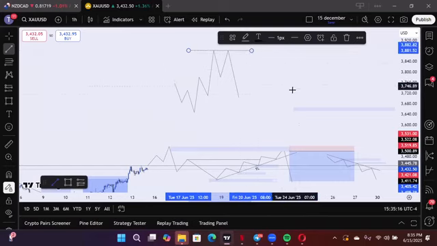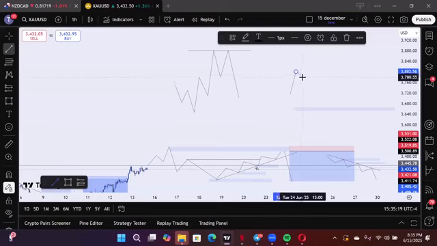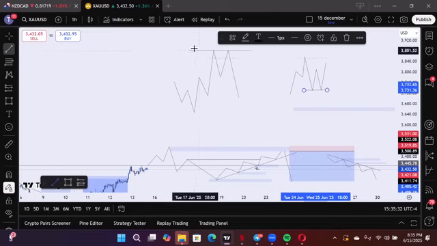Same as equal lows liquidity, you can have something like this, and then the market comes down and makes an equal low. So it's going to be on the same level. Do you understand? This is what you call equal lows liquidity. And this is equal highs liquidity. Most people call it double top and double bottom.